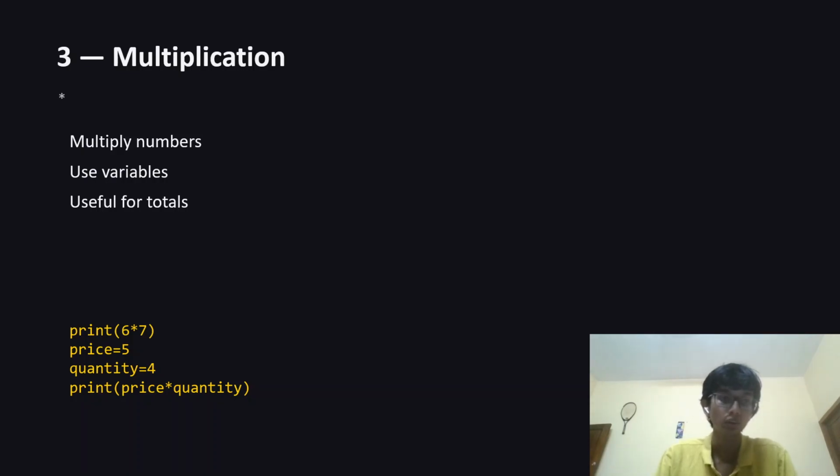Before this, I want you all to understand the result. 6 into 7. So this is the syntax. I'll explain the syntax first. So it's print, and this is the sign for the multiplication operator. So 6 times 7, 6 sevens are 42. So now we have the useful-for-totals example. The same code is applied here. Price is given as 5. The variable price is equal to 5. We have quantity 4. So print price into quantity, which is actually nothing but the total.